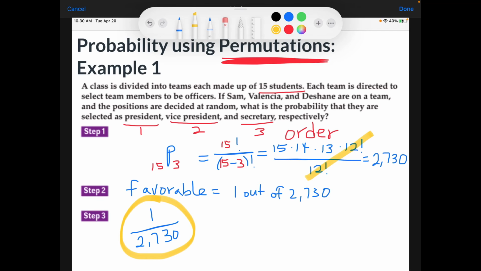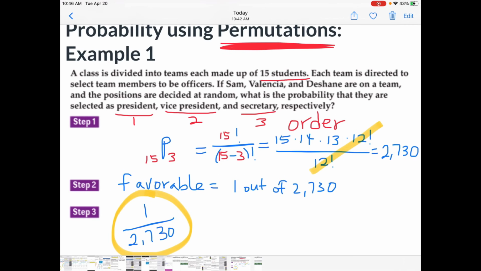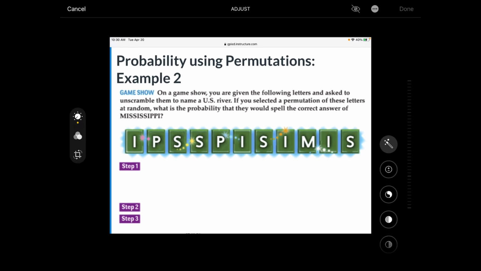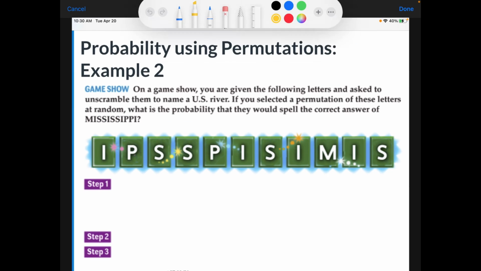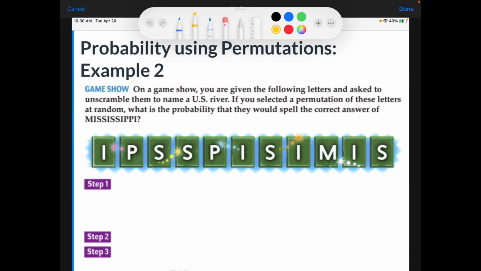All right, so let's do an example with repetition. So here we have a game show. On this game show, you're given the following letters and asked to unscramble them to name a U.S. river. If you select a permutation of these letters, so we know it's a permutation already, at random, what is the probability that they would spell the correct answer? So we want it to be Mississippi. So what's the probability, what is the chance of this happening, spelling it correctly?